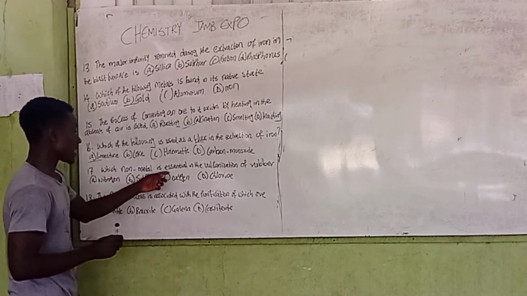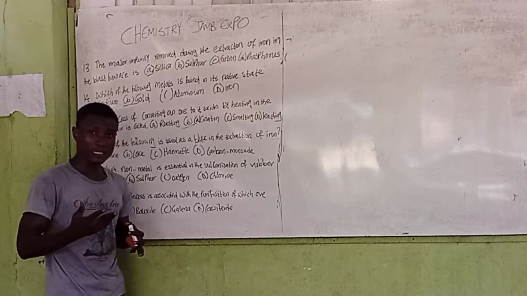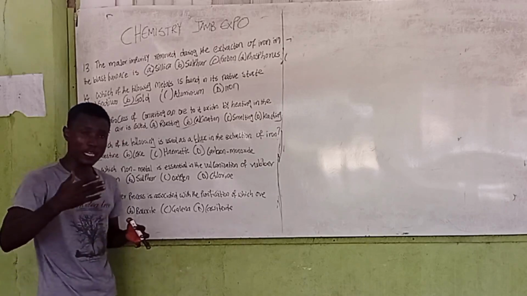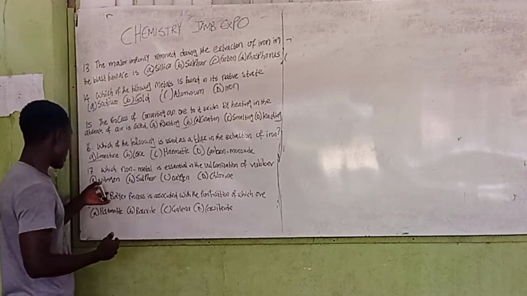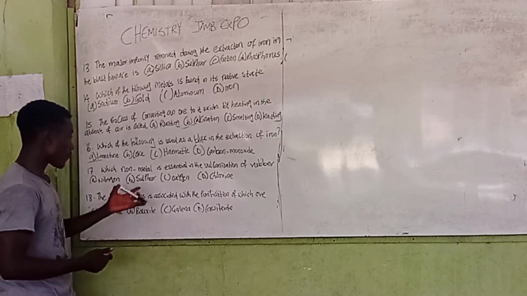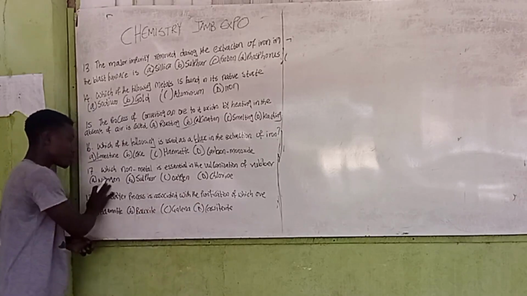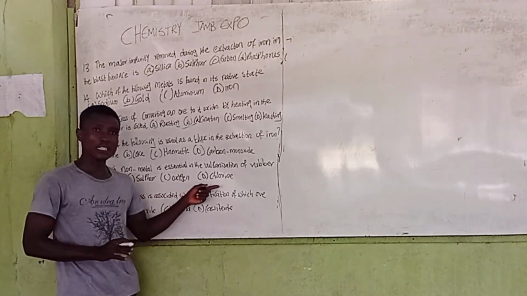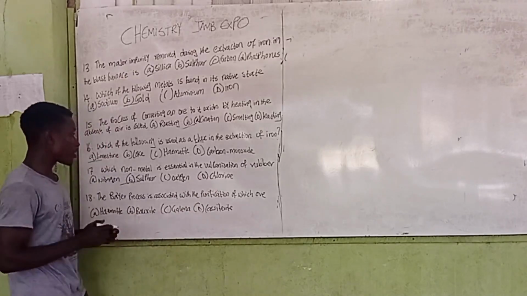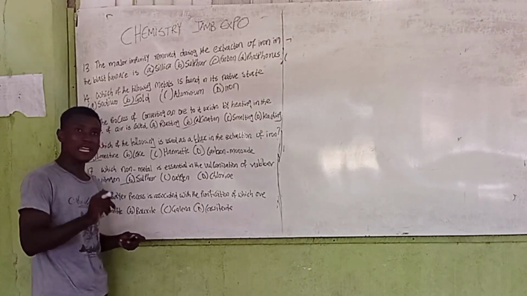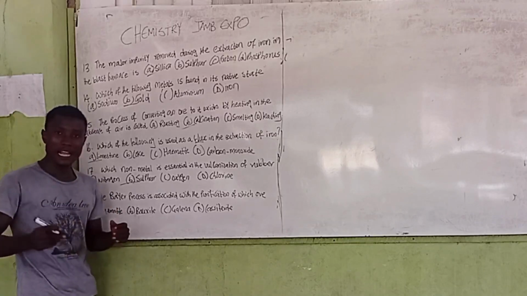17. Which non-metal is essential in the vulcanization of rubber? We have A. Nitrogen, B. Sulfur, C. Oxygen, and D. Chlorine. The correct answer there is not nitrogen, neither is it oxygen, and neither is it chlorine. So therefore, the correct answer there is sulfur. Sulfur is a non-metal that is very essential in the vulcanization of rubber.